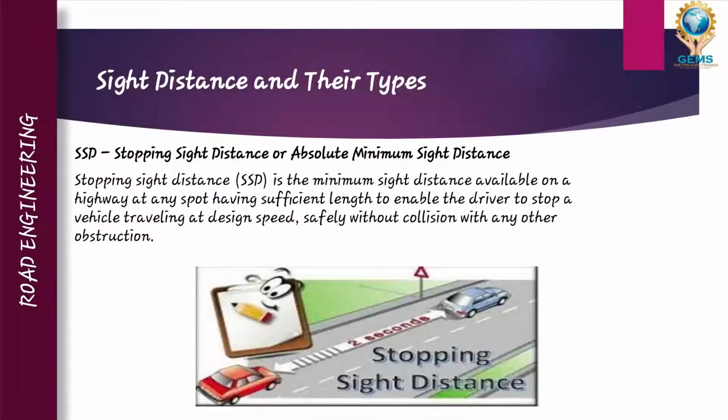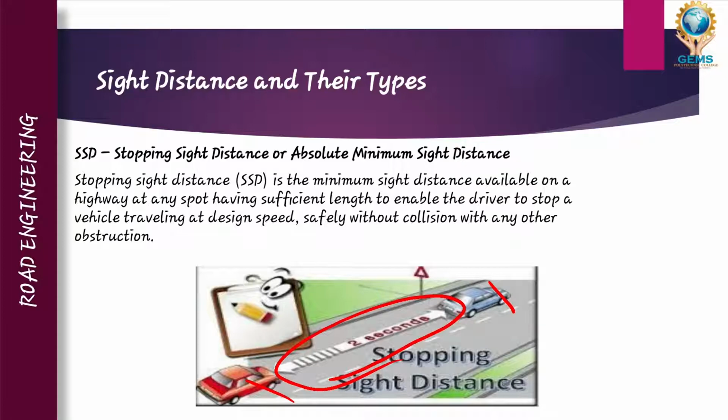Sight distance and their types. Let us discuss the types of sight distance. SSD is called stopping sight distance. The distance from one vehicle to a second vehicle, in which the driver reacts and applies the brakes between the two vehicles, is known as stopping sight distance.